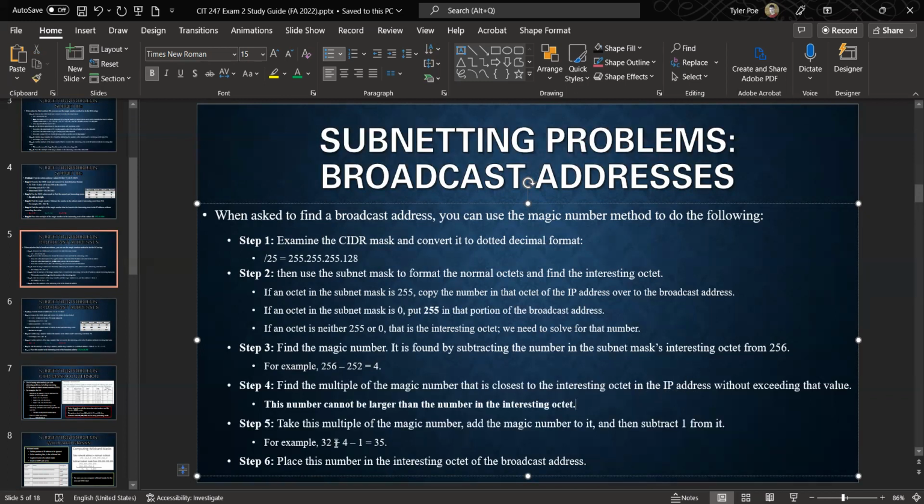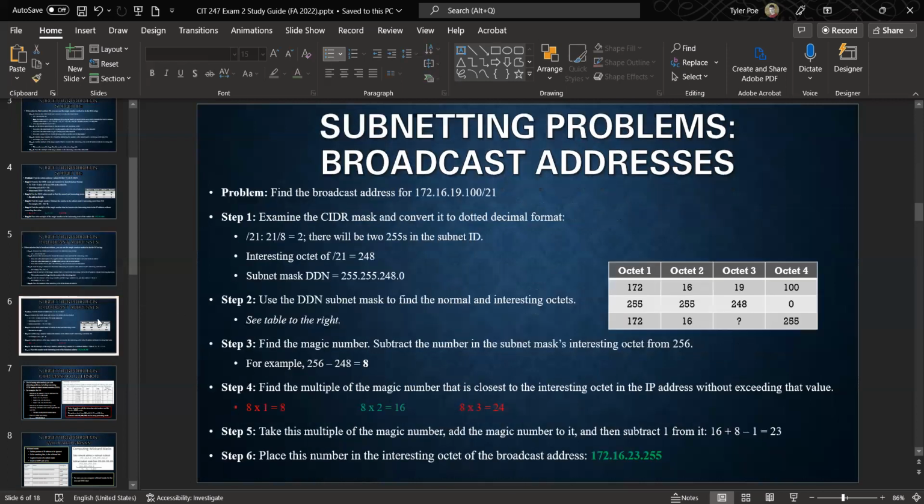And then finally, we take the multiple. The difference here is we take this multiple of the magic number, add the magic number itself to it, and then subtract 1 from it. So in other words, if our interesting octet number for the subnet ID is 32, and our magic number is 4, we would add 4 to 32 and subtract 1 to get 35. And this number will be placed in the interesting octet of the broadcast address.